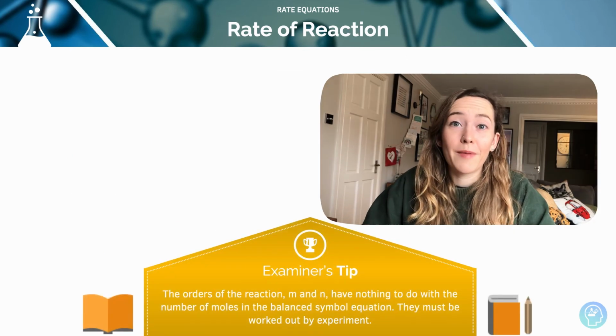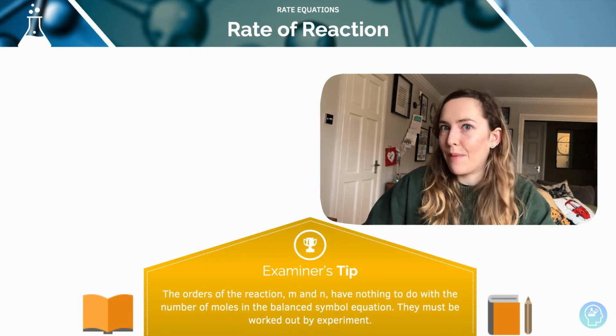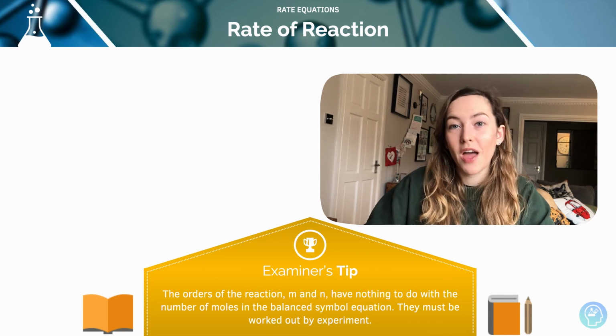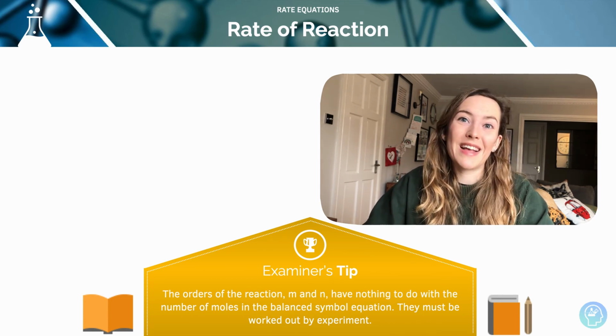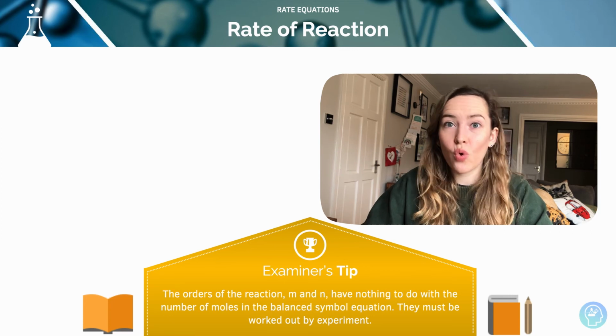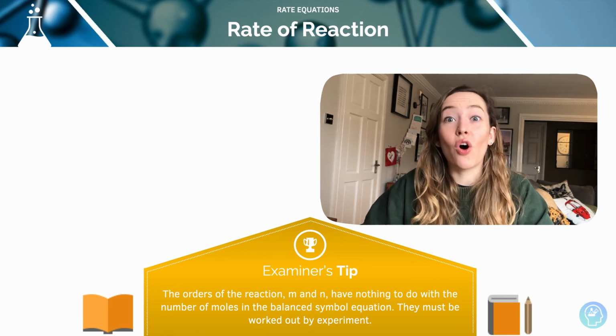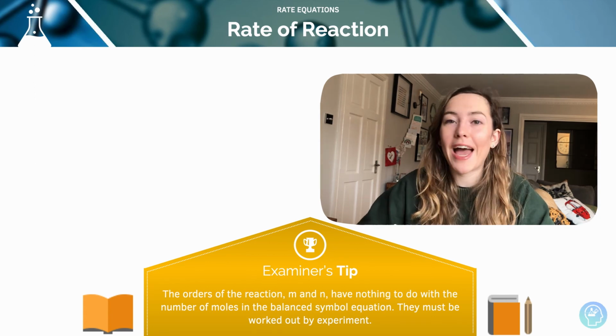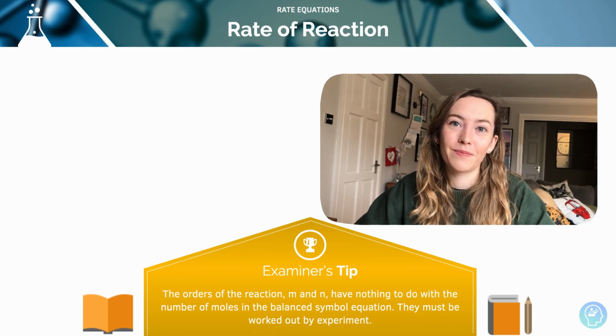A top tip here: the orders of reaction, M and N, are nothing to do with the number of moles of the reactants. I know that we sometimes refer to moles as N in our calculations as shorthand, but it's nothing to do with it. These are order numbers. They must be worked out by an experiment. We cannot just work these out on paper.